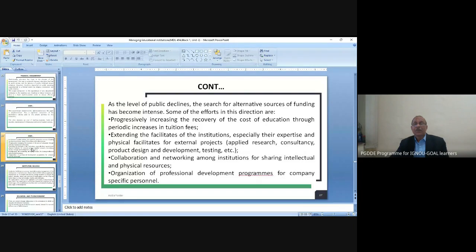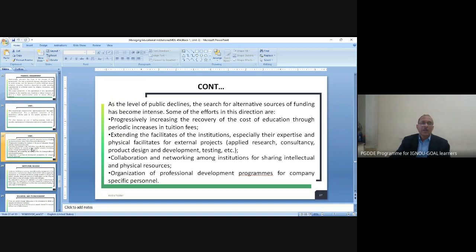At the level of public funding declines, the search for alternative sources of funding has become indicated. Actually, governmental grants are coming down, particularly in the higher education sector in India. Public-funded higher education institutions are facing this. Government is reducing its grant. They want institutions to develop their own resources. It's not easy, but it's a challenge. Most of the institutions are facing this resource crunch.